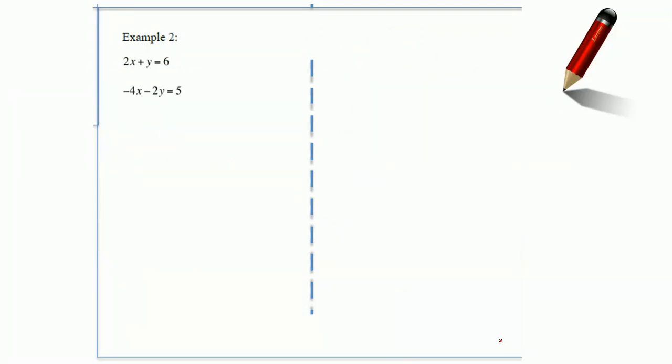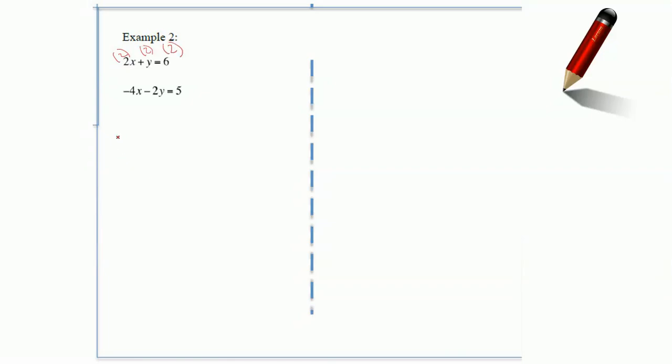So I got 2x plus y equals 6 and negative 4x minus 2y equals 5. So let's look. What can I multiply by? So I got 2x and negative 4x, right? Well, they're opposite signs. Y and negative 2y, those are opposite signs as well. So let's cancel out our x's since we canceled out our y's last time. So 2 needs to become 4. So let's multiply by 2 to all these guys.